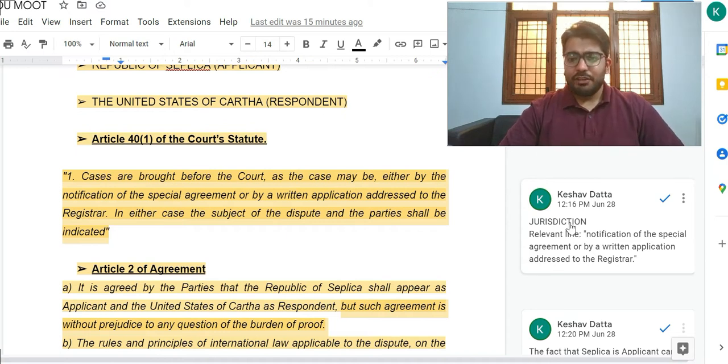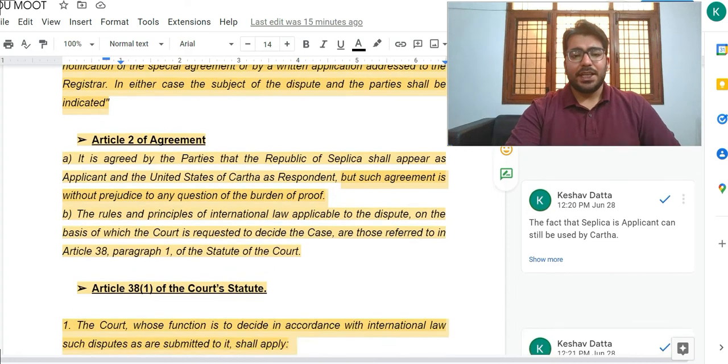So whenever you are writing in memorials as to what is the jurisdiction, this is relevant. And if the judge asks you how have you come before us, you simply answer, your lordship, we have come before you, my lords, under Article 40 Clause 1 of the Court Statute. Now when I say your lords, I actually mean your excellency or your honor or whatever designation is used as per your moot court rules, so please look into that.